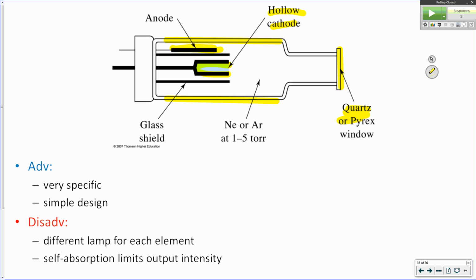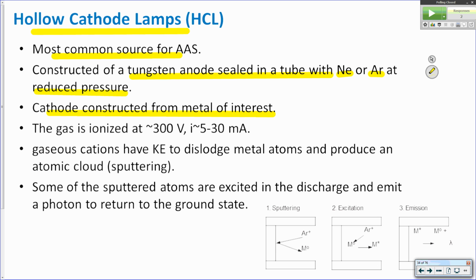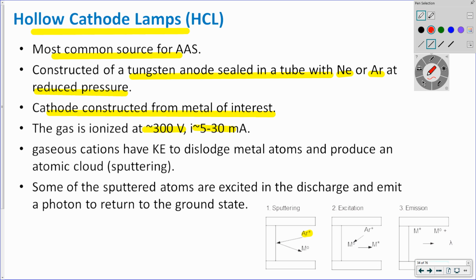And the process that's occurring is that the gas, the argon or neon that's in there, is going to be ionized under a couple hundred volts, with a milliamp current associated with it. When this gas is ionized and produces, let's say, an argon cation, the argon comes running into the surface, and as it does, it strikes the cathode. This is the cathode material here, and it's going to eject off the metal of interest.